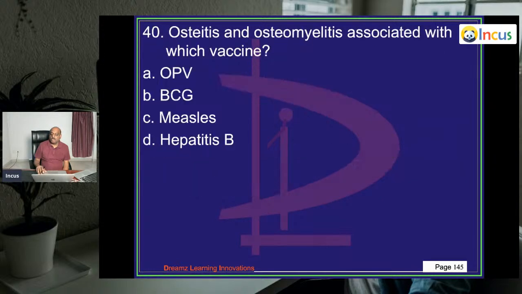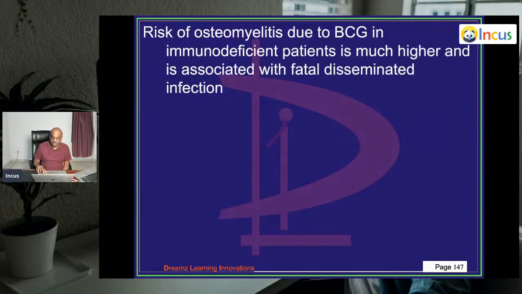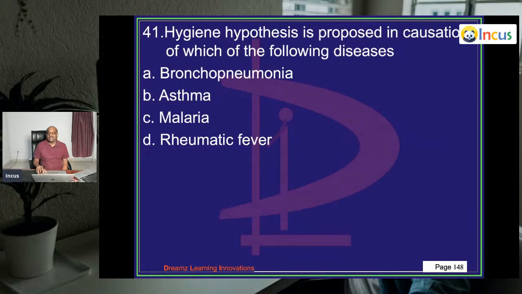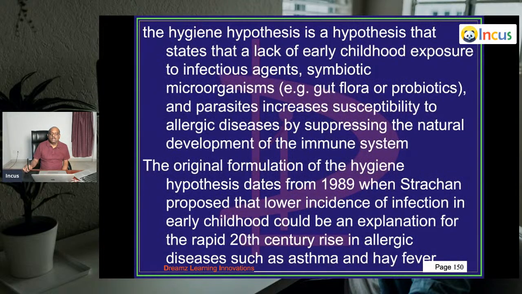Now, osteitis can be associated with BCP. A hygiene hypothesis was proposed for asthma. A lack of early childhood exposure to infections and symbiotic microorganisms will increase the susceptibility to allergic illnesses.